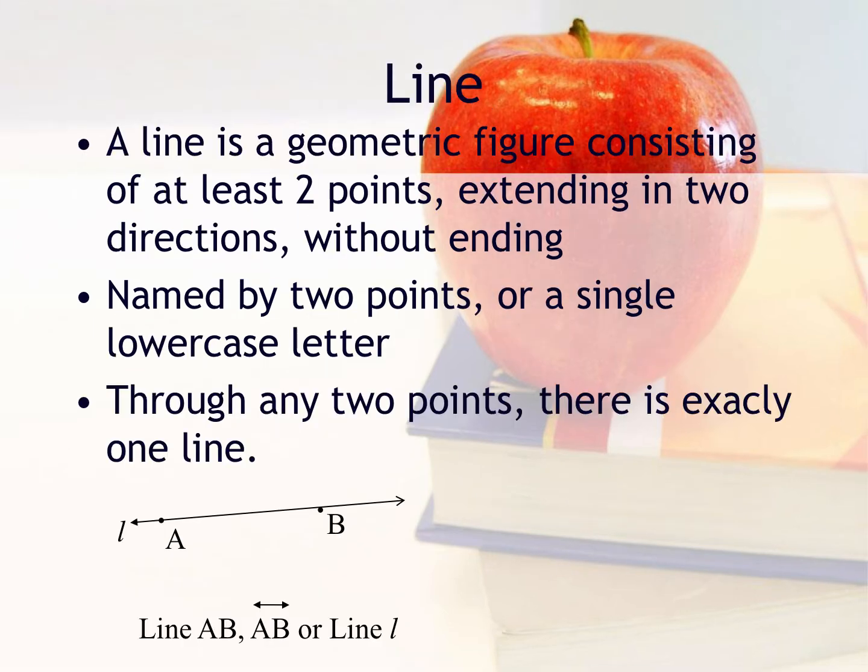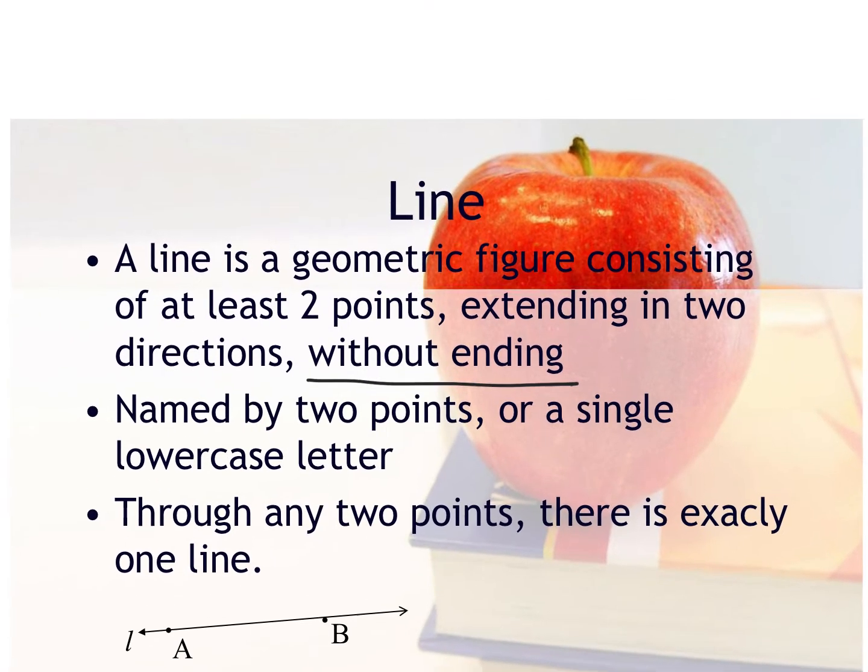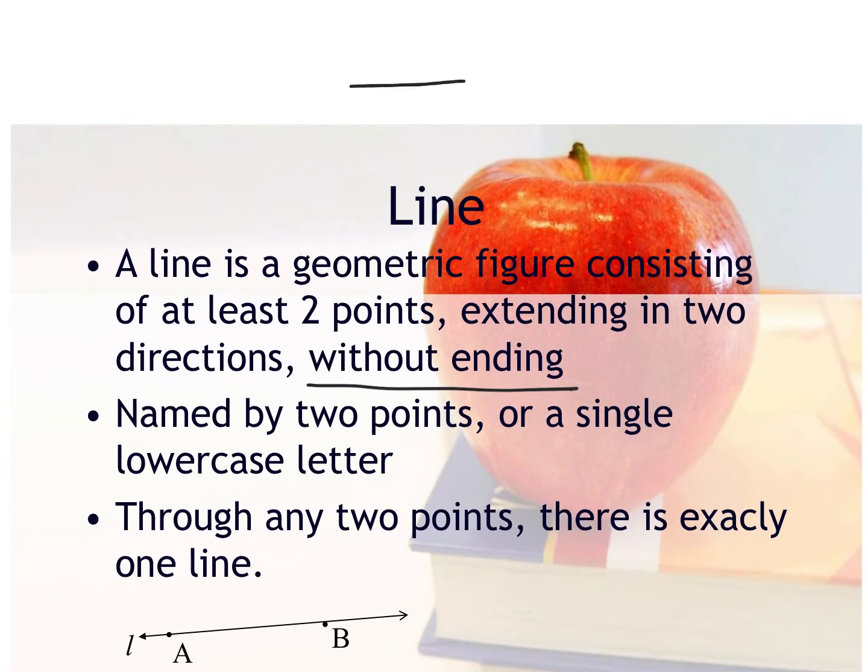Okay. Next, we're going to define what a line is. And a line is a geometric figure consisting of at least 2 points. It extends in 2 directions without ending, so it goes on forever. An example of what a line looks like, it's going to be a straight line, but what indicates that it goes on forever is because it's going to have arrows on the 2 ends. And again, we need at least 2 points on that line to create a line.